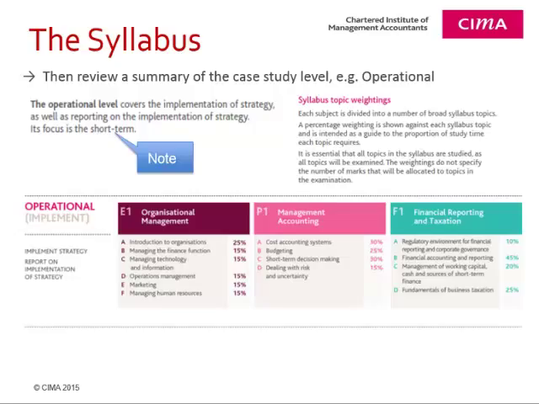For each level, there's a guidance on what the level covers. In this case, it's short term. We also need to think about the topic weightings, and you can see CIMA provides for each pillar the weightings for each of the elements of the pillar. So for example, E1, 25% is weighted about introduction to organization. In P1, 30% to cost accounting systems, and in F1, 45% to financial accounting and reporting.